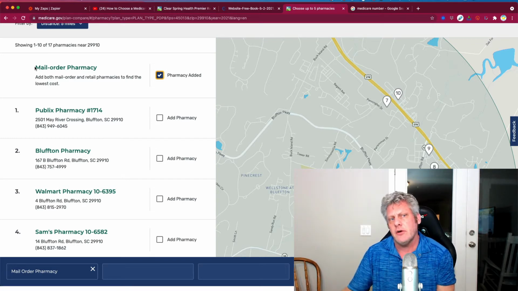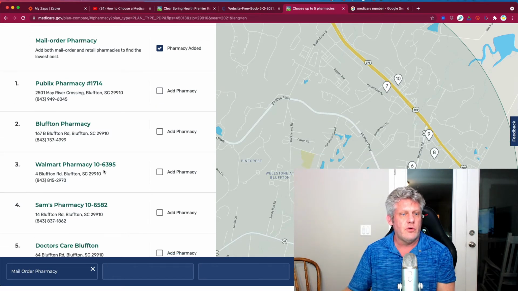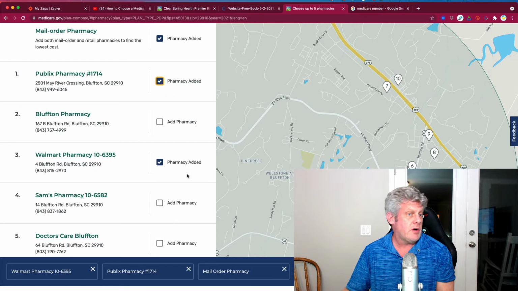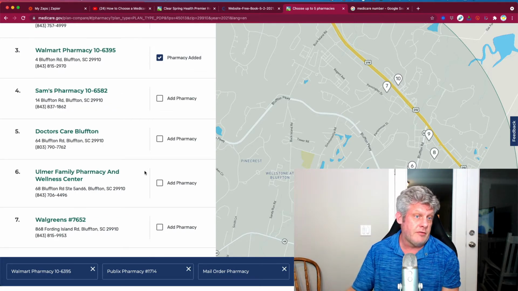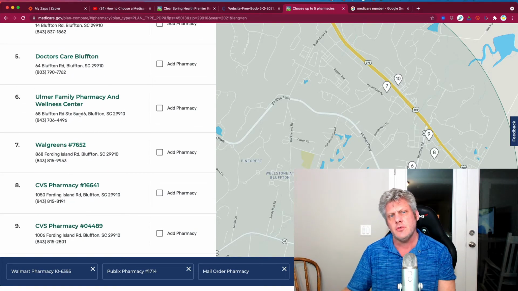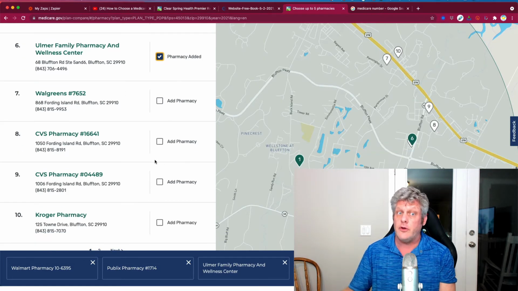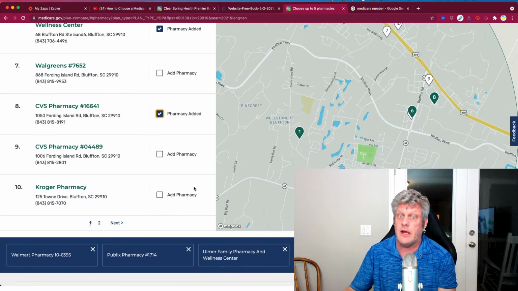Sometimes it's better to use the mail order. Sometimes it's actually cheaper to use the retail pharmacy. So let's do mail order, and let's do Walmart. A lot of people go to Walmart. Let's do Publix. I shop at Publix. I love it. The people are great there. And let's try this one, I'm not familiar with them, Ulmer Family Pharmacy and Health, because I just want to show you. We want to make sure the pharmacies are in network. If they're not in network, you can pay a lot more for your drugs. I mean, a lot more.